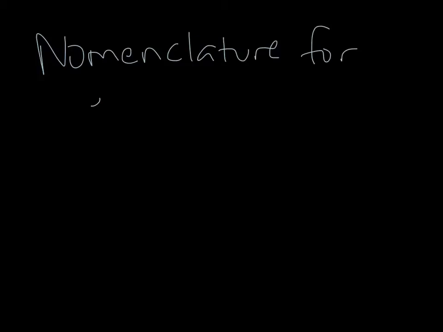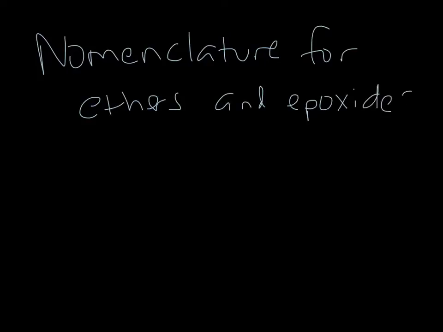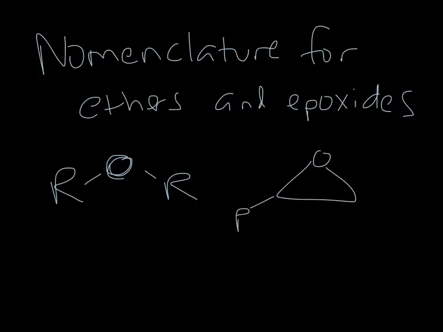In this video, we'll talk about nomenclature for ethers and epoxides. So remember that an ether is just an internal oxygen, so it has two alkyl groups on it, and then an epoxide is specifically some three-membered ring, and it can have R groups on it or not.